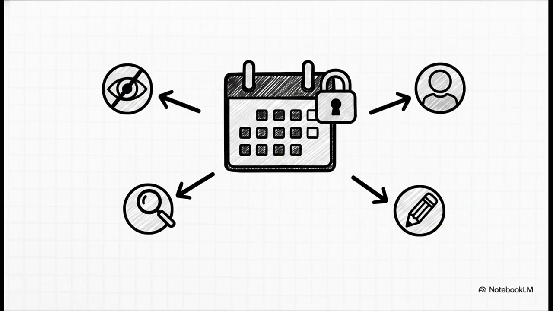That completely hides the details of what you're actually doing. It just blocks the time out so coworkers know you're tied up. Then there's the default, See All Events, where they can read your event titles. And for close collaborators or your family, you can allow them to make changes to events or even make changes and manage sharing. You set the boundaries here.